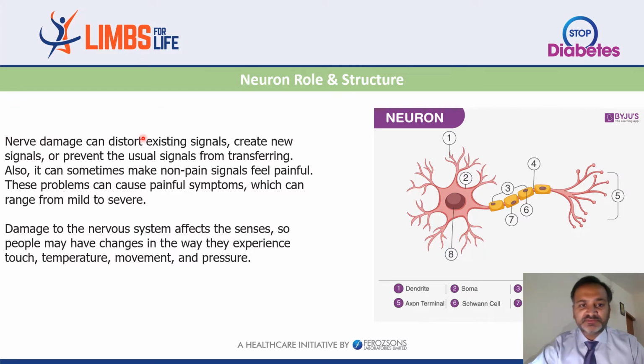Any nerve damage leads to distorted signals, and if the signal is distorted, it will lead to the creation of new signals that are not normal. When things are not normal, what will happen? Non-painful signals will become painful signals, right? The problem can cause painful symptoms, which can range from mild to severe, depending upon how the nerve is damaged and which senses are involved, like touch, temperature, movement, pressure. These things can get disturbed when a neuron gets damaged.